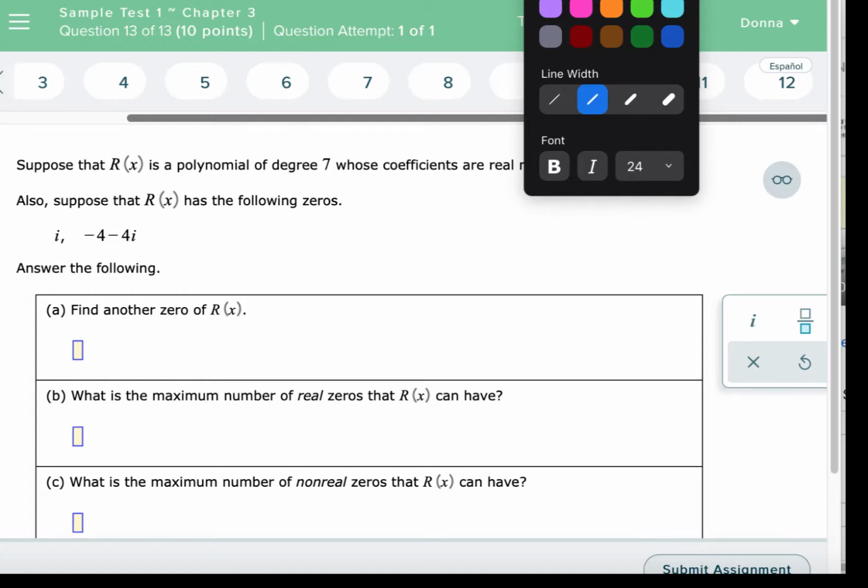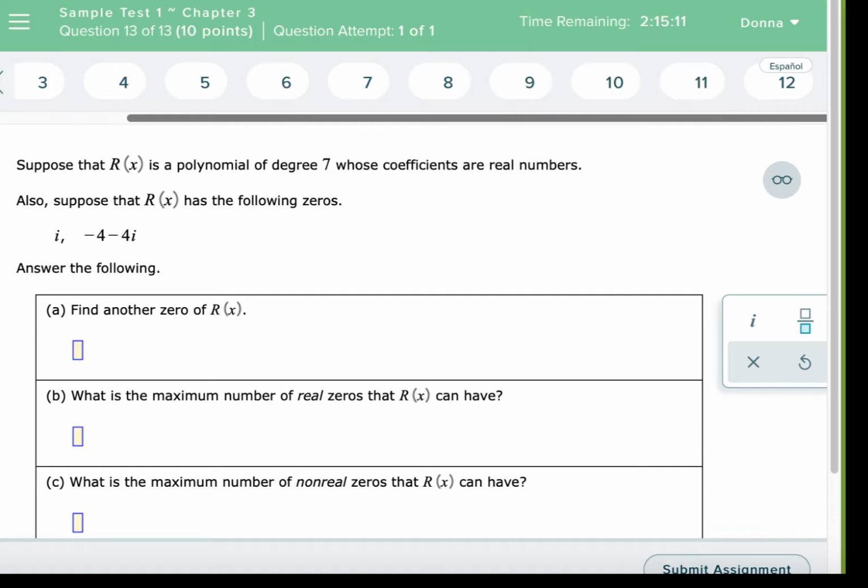Hi class, this is part 2 of my moving on the sample test 1 on chapter 3, and I'll be doing question number 13. In this example, they say, suppose that r of x is a polynomial of degree 7 whose coefficients are real numbers. Also, suppose that r of x has zeros i and -4 minus 4i.